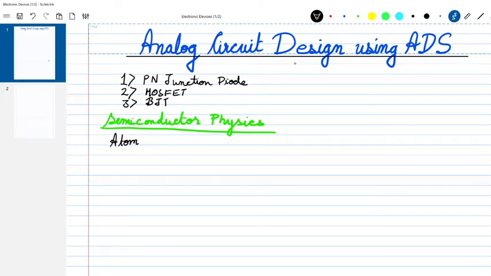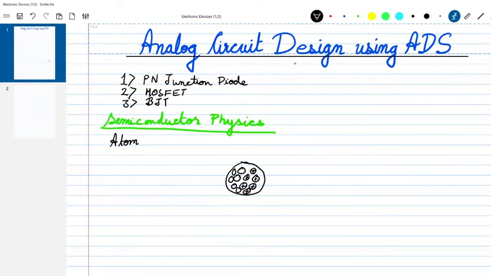According to Rutherford's model, an atom basically has a central nucleus, and this nucleus has positively charged particles called protons, and these protons are heavy in size. I've put here 6 protons, and there are neutral particles called neutrons which are almost equal in number. So this is what is the nucleus.